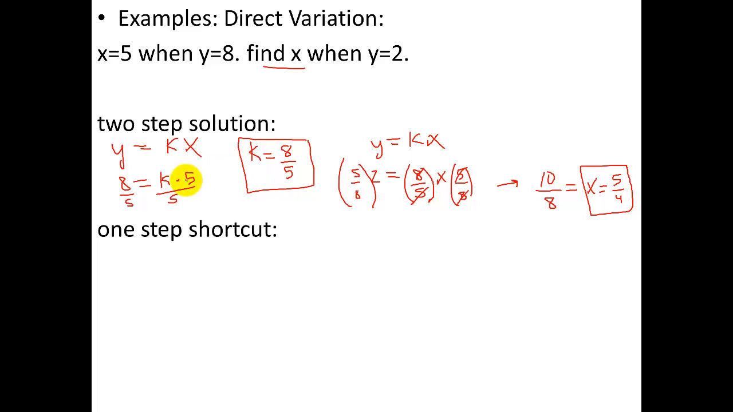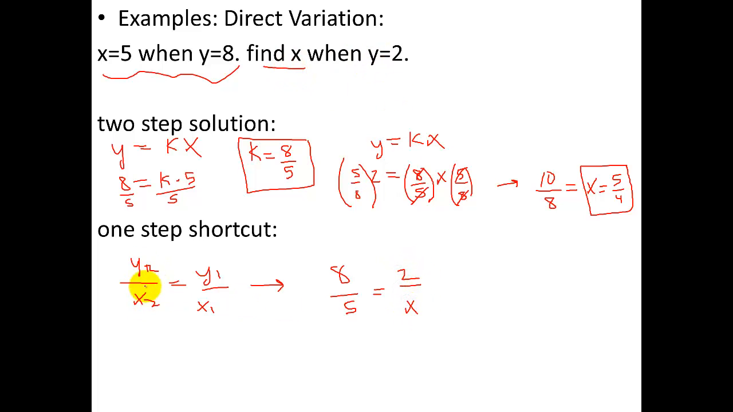So 2 steps to get my answer. First, solve for k, then use the value of k in the equation to find the other unknown. The shortcut is y2 over x2 equals y1 over x1. So I can plug everything in. The first case is going to be my y1. So here we go. 8 over 5 equals y2, which is 2, over x.